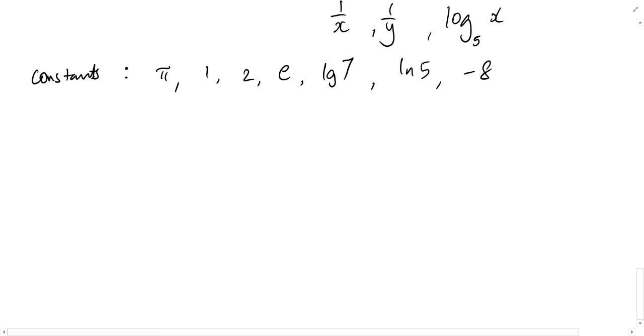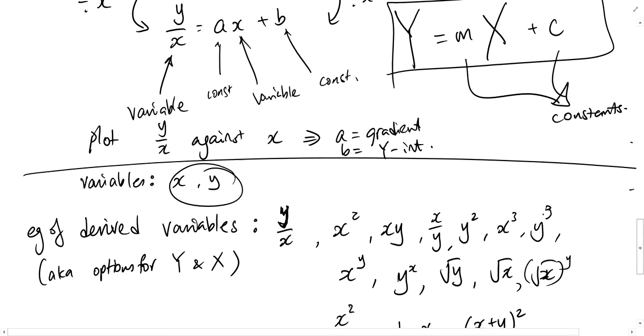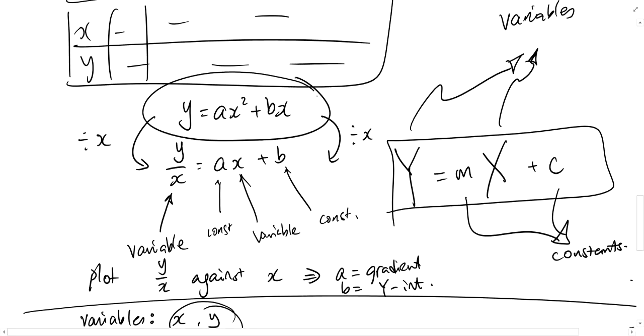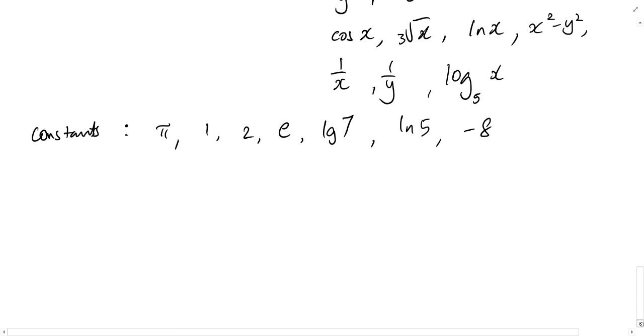Any questions? So let's go back to this original question. 1 over 4 also can. Y equals ax squared plus bx. Convert y equals ax squared plus bx into linear form.